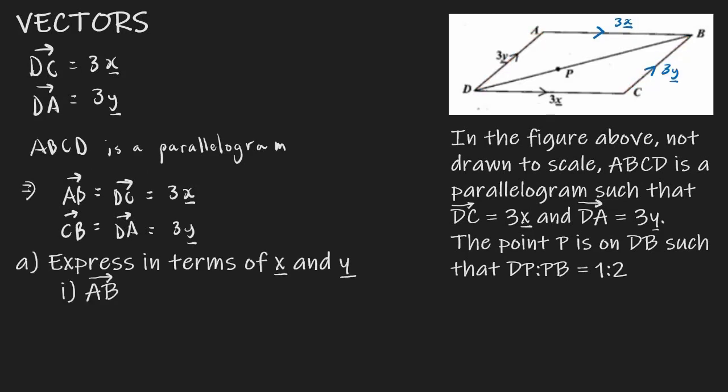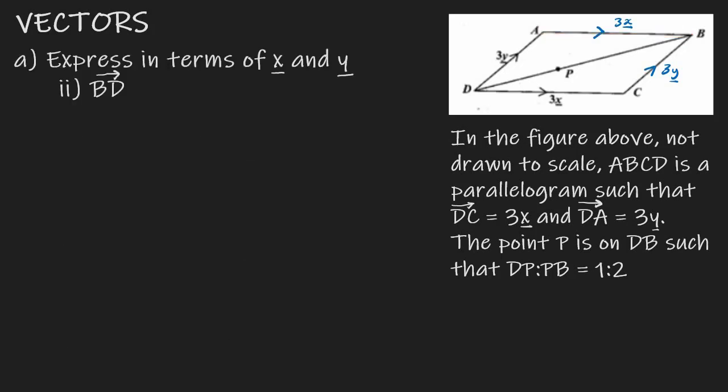Part A1 of the question would like us to express in terms of x and y the vector AB. Well, we know that AB is parallel to the side DC. Therefore, vector AB is equal to 3x. Answer.